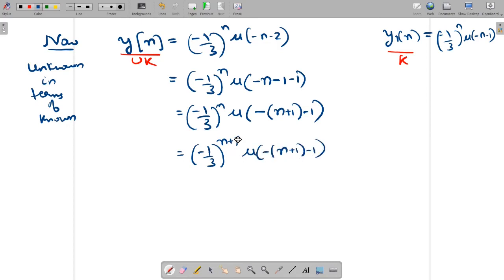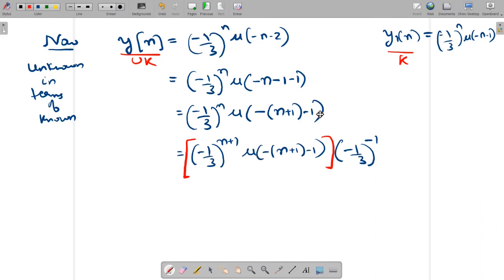What have I added extra over here? Plus 1 over here. How do I negate this? I will add a minus 1 by 3 raised to minus 1. If I combine this and this, again you will get back the same thing. So, what do you see over here? You are seeing that the term has come like this. Minus 1 by 3 raised to n plus 1 u of minus of n plus 1 minus 1.